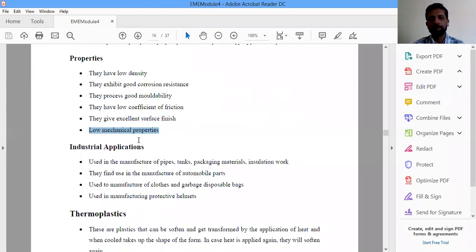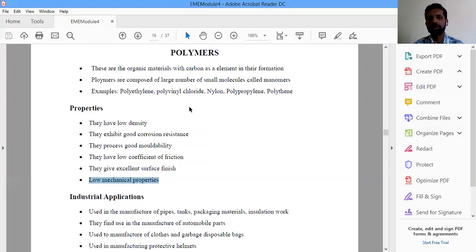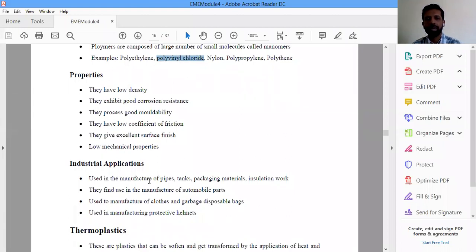For industrial applications, as we all know and as has been mentioned here also, polyvinyl chloride, shortly called PVC, is used in making pipes. The same material is also used in our Syntex tanks and other overhead tanks, for packaging materials, and for insulation on our electrical wires.